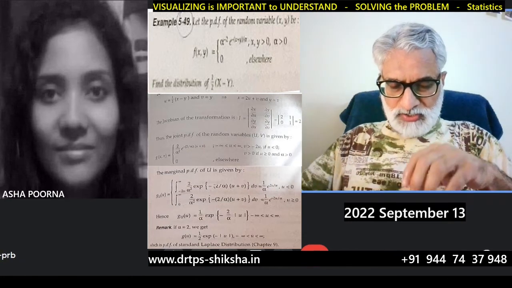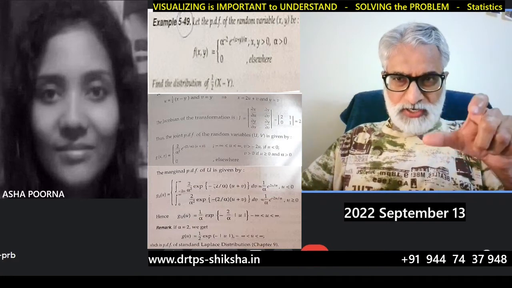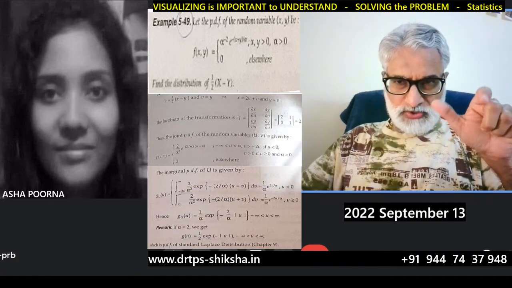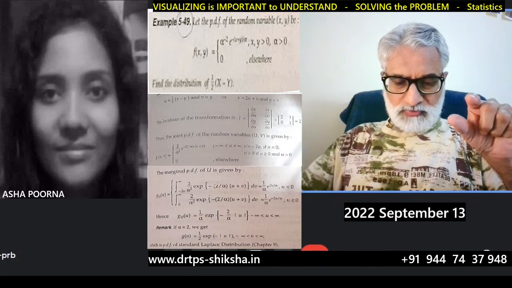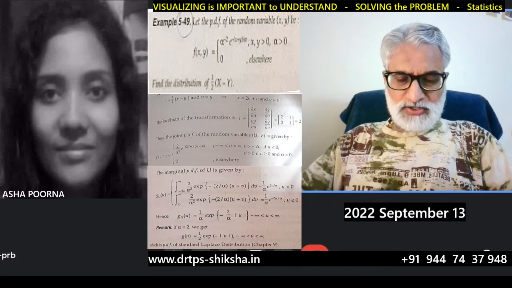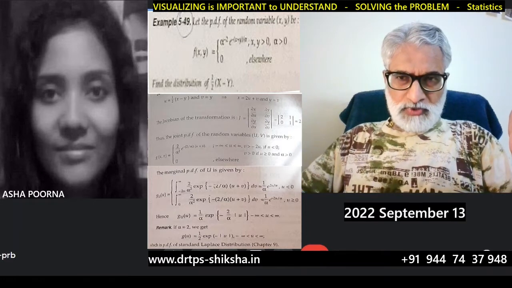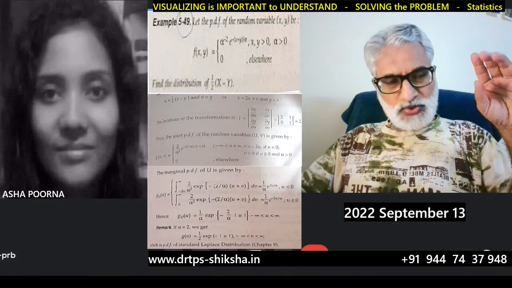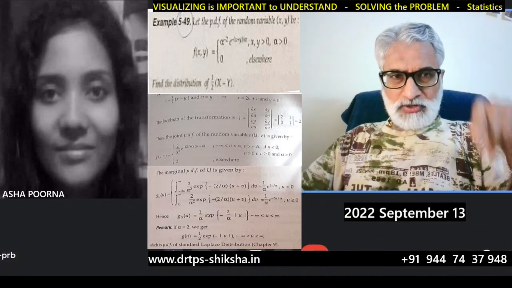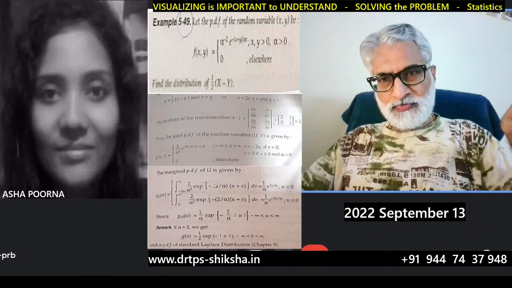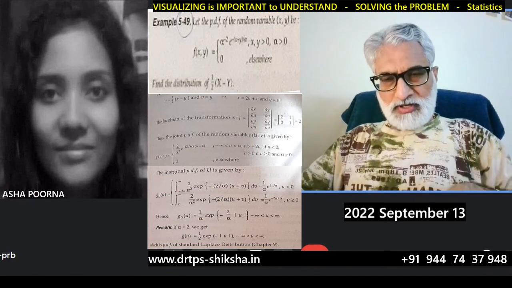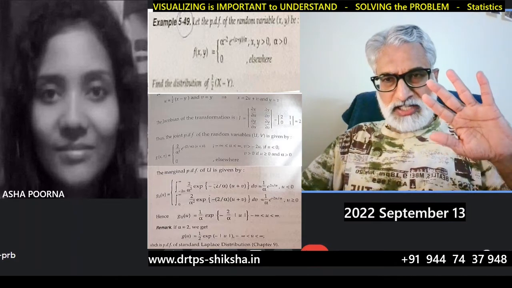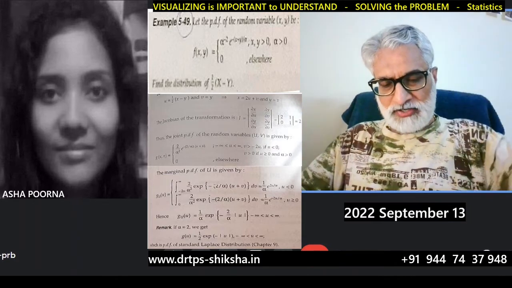So what is given to you is f of x, y, which is given with two values. When x and y are greater than 0, that means in the first quadrant. So you have to draw the picture. Draw an x-y coordinate and draw it as x, y greater than 0. That means you are considering the function only in the first quadrant.